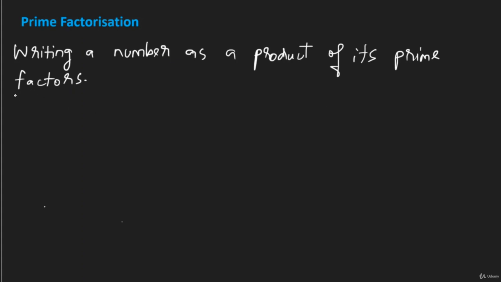We know what factors are and we know what prime numbers are. So when we write a number as the product of prime factors, we call it prime factorization. Let's take an example. I can write 12 as 4 into 3, right?